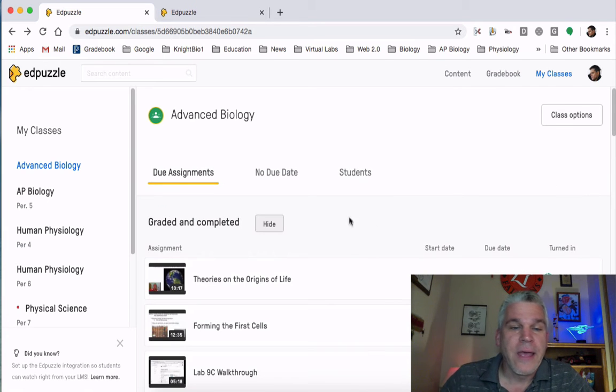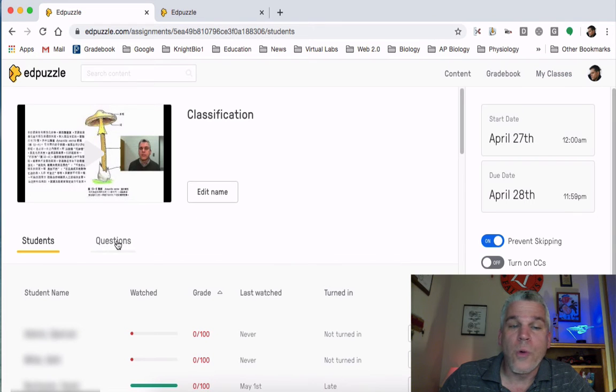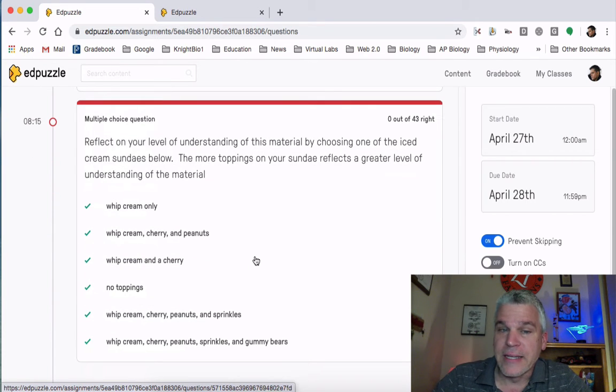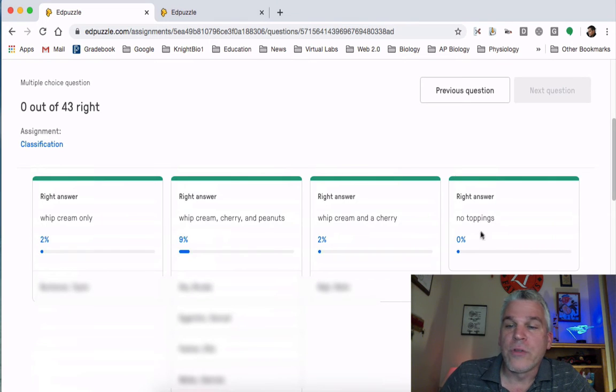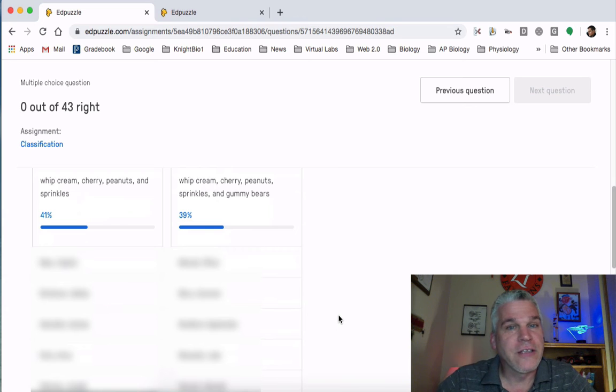I'm in EdPuzzle right now, and I'll show you an example of this. If I go down to classification, I go to questions, and my question in this case was to reflect on your level of understanding of this material by choosing one of the ice cream sundaes below. The more toppings on your sundae reflects a greater level of understanding of the material. So when you click on that, I can see that no one said they have no understanding of this, only one person said whipped cream only. Only one person said whipped cream and cherry. Most of the class had some decent level of understanding. So I knew that, okay, I can go on with whatever I had planned for the day.